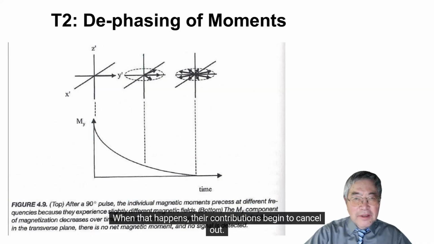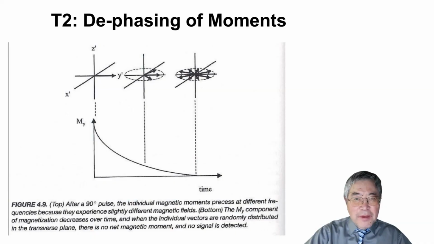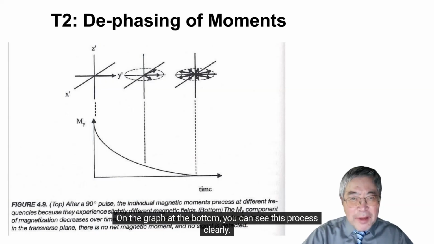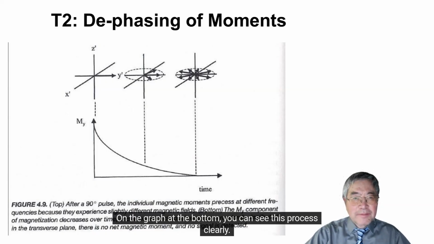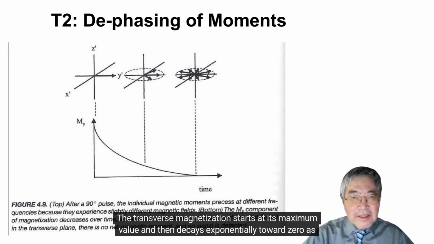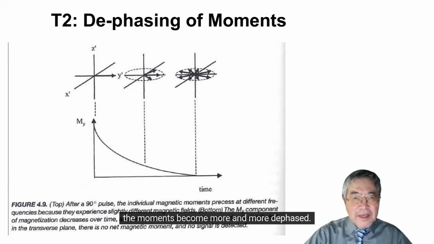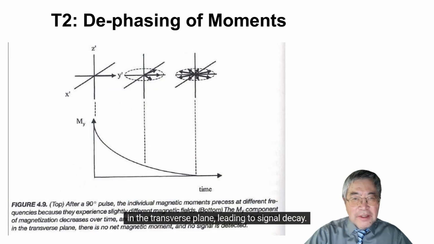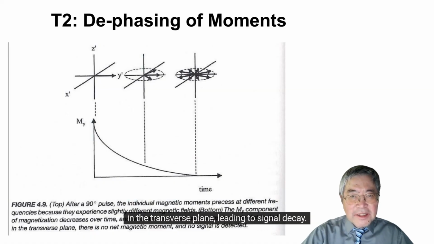When that happens, their contributions begin to cancel out. The net transverse magnetization shrinks even though each proton is still spinning. On the graph at the bottom, you can see this process clearly. The transverse magnetization starts at its maximum value and then decays exponentially towards 0 as the moments become more and more dephased. This is the essence of the T2 relaxation process. It measures how quickly the spins lose phase coherence in the transverse plane, leading to signal decay.